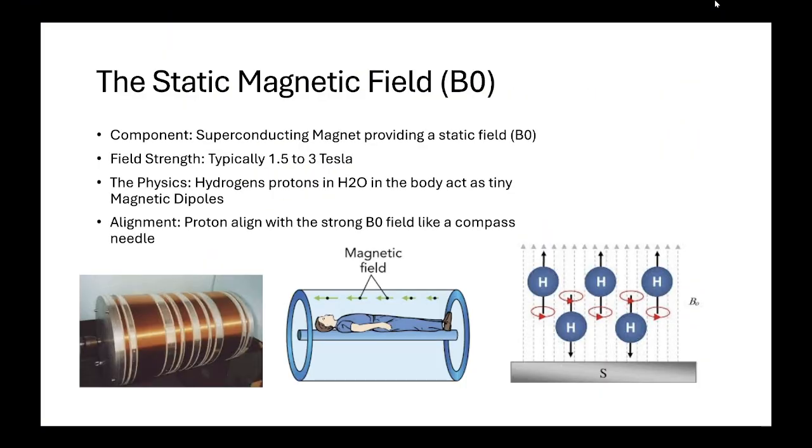Next, everything starts with a massive superconducting magnet, like the bottom left picture. That creates a static field called B0. This field is about 30,000 times stronger than Earth's magnetic field. As we studied in class, protons have a magnetic dipole moment. You can think of every hydrogen atom in our body as a compass needle. Usually they point in random directions, but once you are inside the MRI, they all snap into alignment with the B0 field, and you can see it in the bottom right picture.